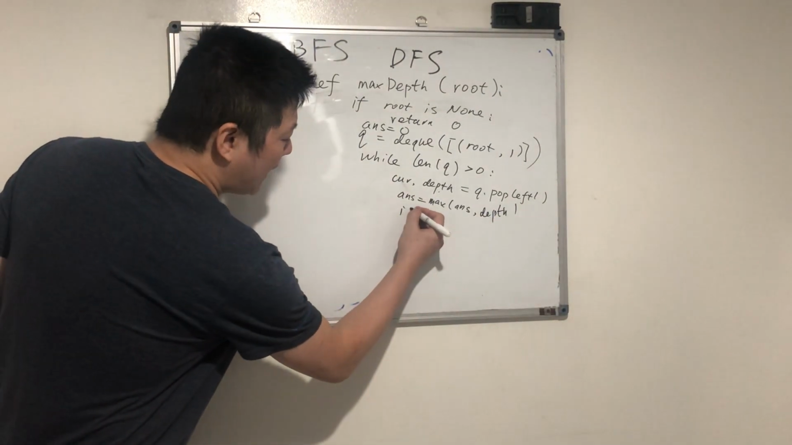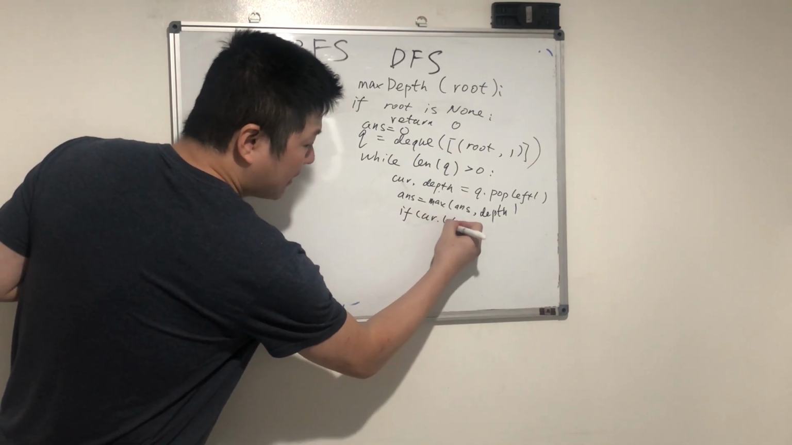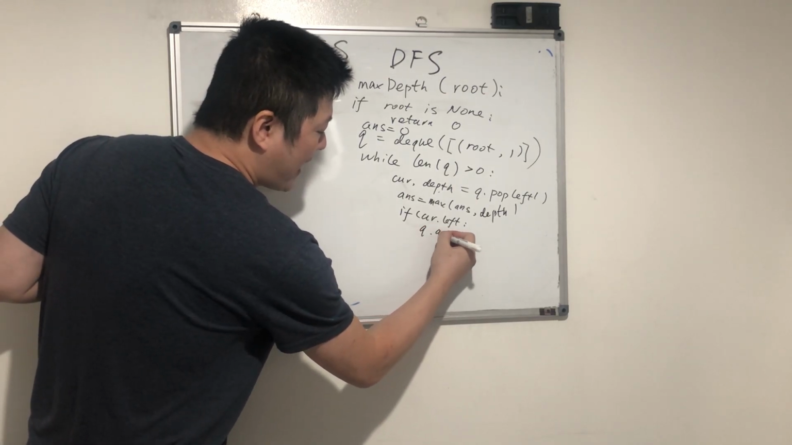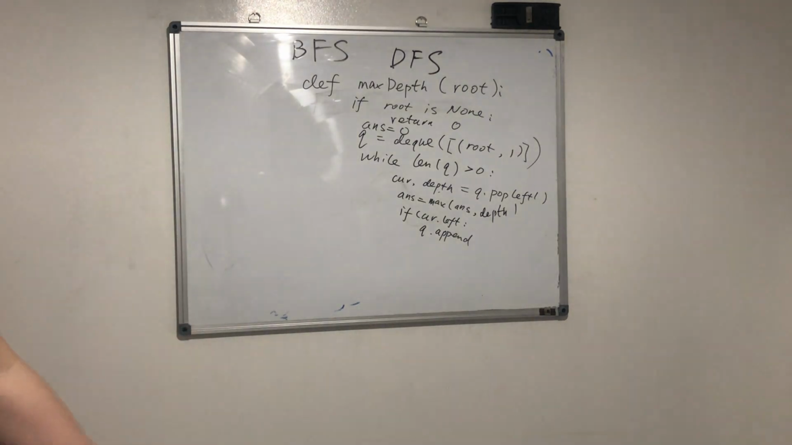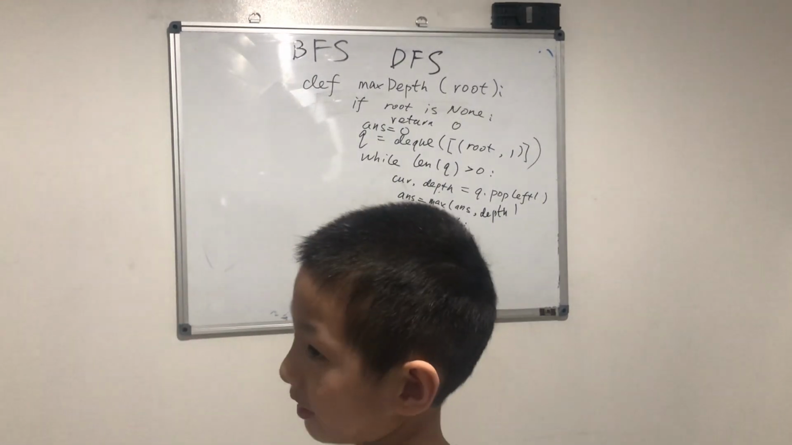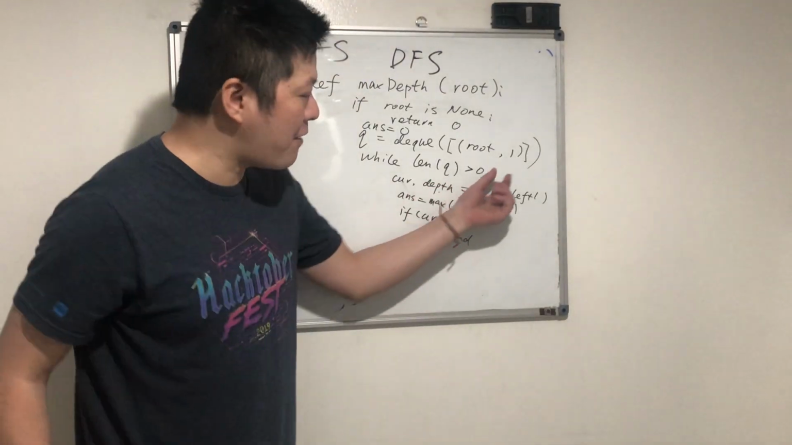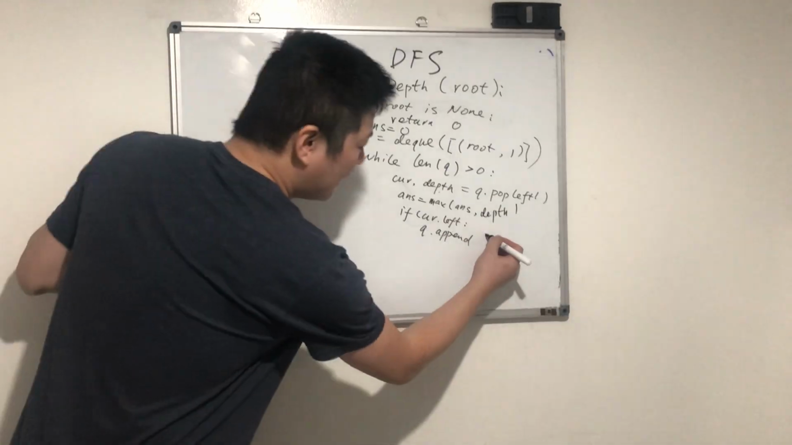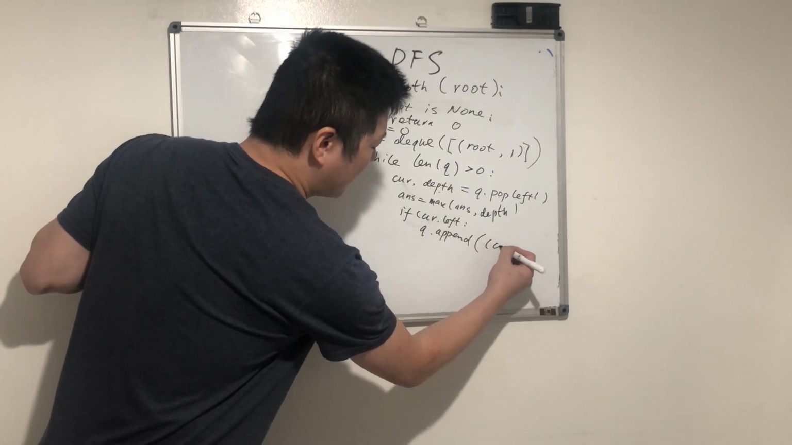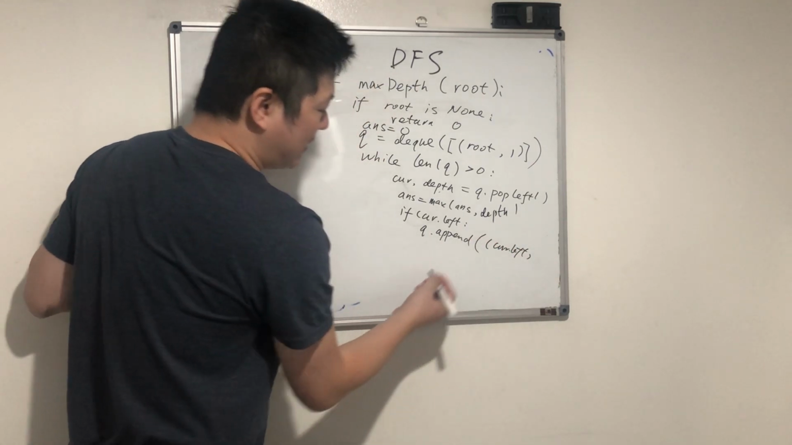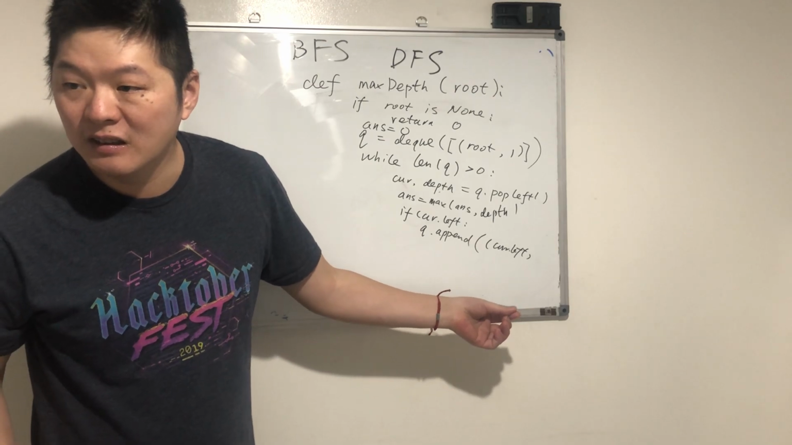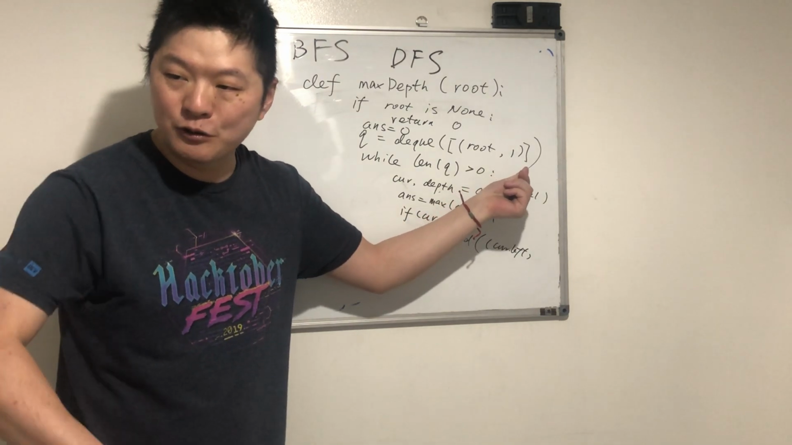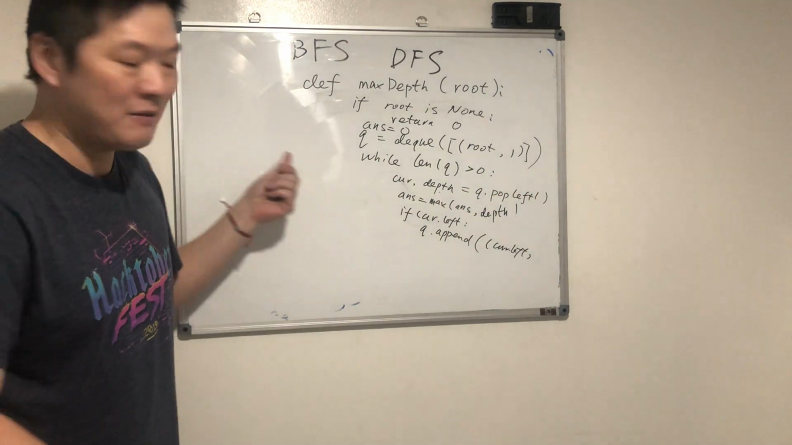So, if current dot left, then q dot append, append to the right. Append what? Every time we're pushing a tuple, which contains a node and the depth. So in order to do that, we need to push current dot left and, comma, what? What's the depth of the new node? We push to the next level now, so what does it mean?